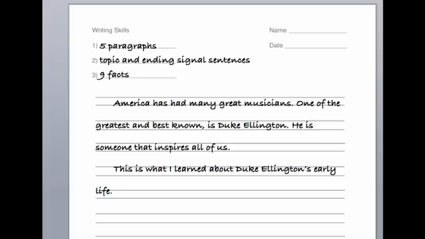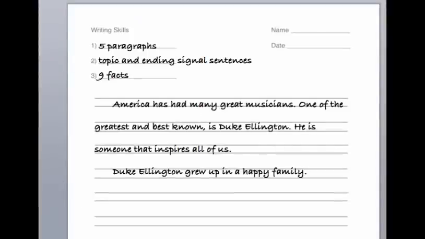One way is to say, "This is what I learned about Duke Ellington's early life." A more interesting way is to make a general statement based on what you've learned. "Duke Ellington grew up in a happy family." Both of these sentences signal to your reader that you are going to give information about his early life, but they don't provide specific details. Write your signaling sentence for this paragraph.